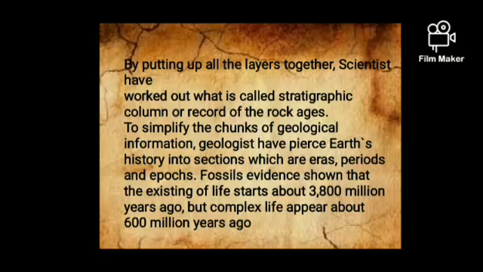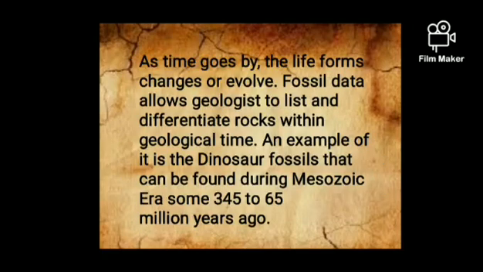To simplify the chunks of geological information, geologists have divided Earth's history into sections, which are eras, periods, and epochs. Fossil evidence shows that life started about 3,800 million years ago, but complex life appeared about 600 million years ago. As time goes by, life forms change or evolve. Fossil data allows geologists to list and differentiate rocks within geological time.